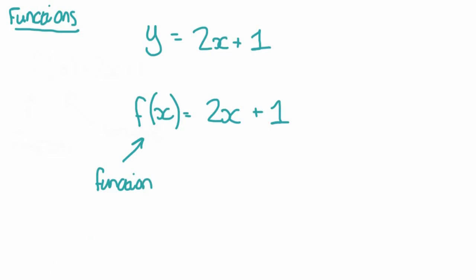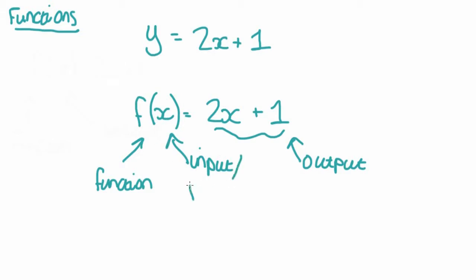And the function has an input and an output. Now the input of the function is x, and the output of the function is 2x plus 1. Now the input of this function, x, is also known as a variable. This is because the value of x in the function varies. It can change.